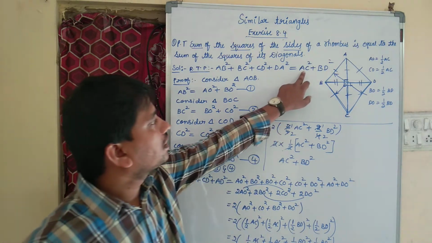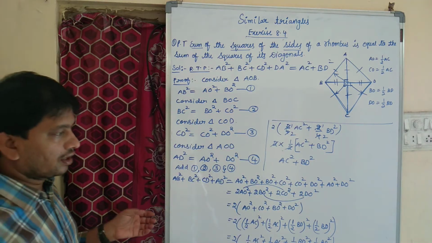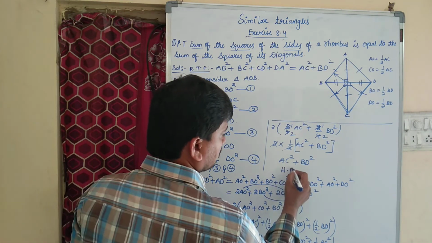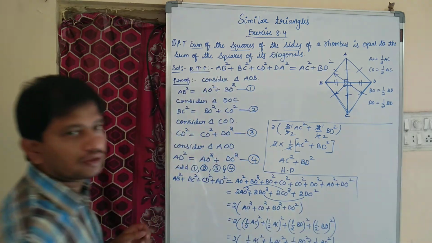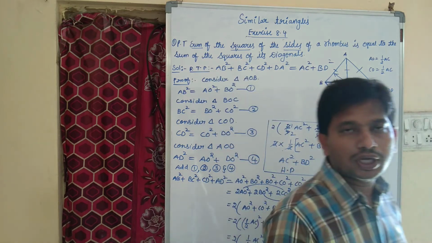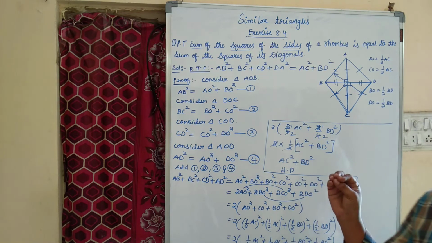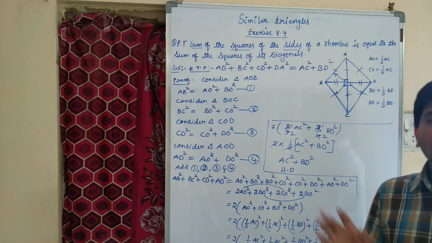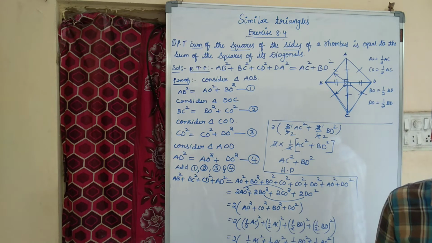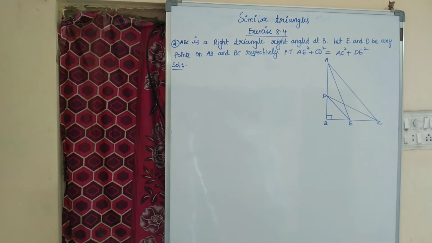Hence proved. The sum of the squares of the sides of a rhombus is equal to the sum of the squares of its diagonals. I hope you understood this question. The total exercise 8.4 depends upon the Pythagoras theorem. Once you know the Pythagoras theorem, you can do it easily from the diagram.